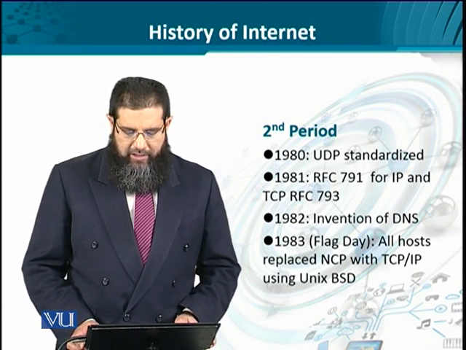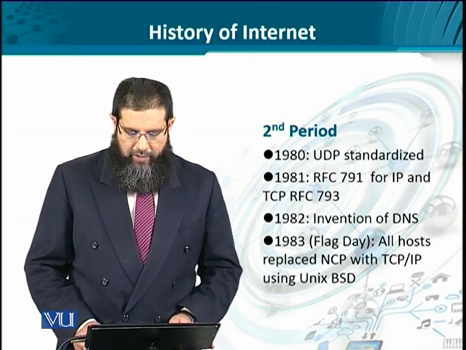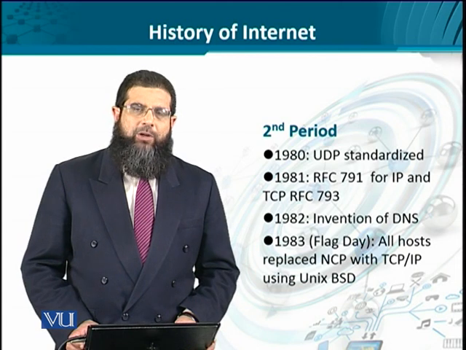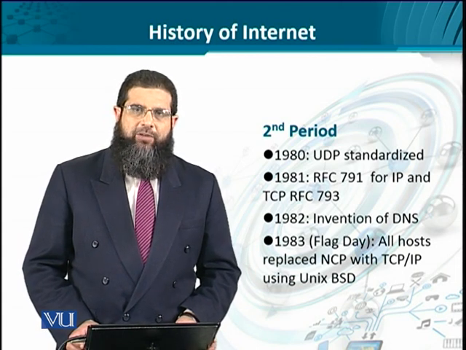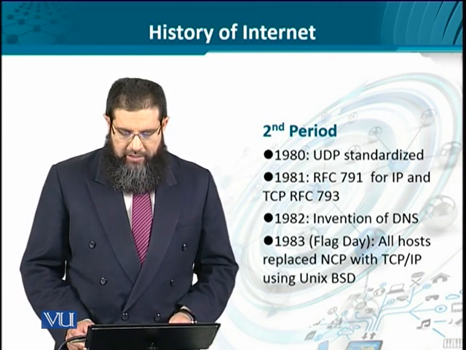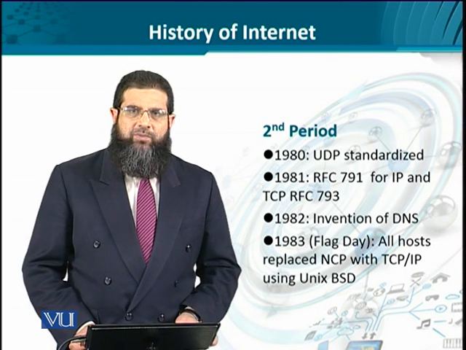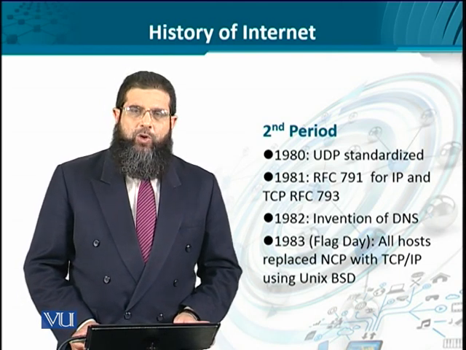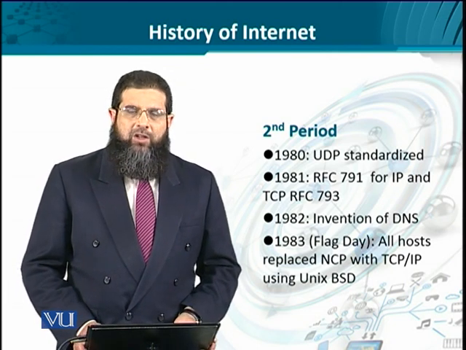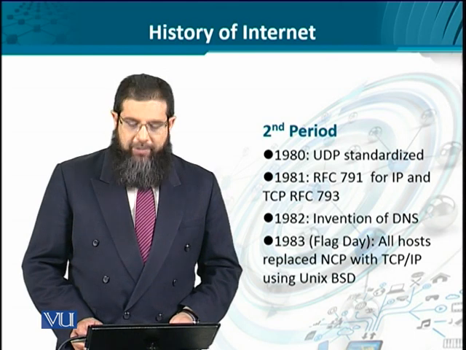In 1981, the RFCs for IP and TCP were approved at the IETF. In 1982, the domain name system that translates the human understandable domain names into computer understandable IP addresses and vice versa was approved. In 1983, there were around a few hundred nodes in US. All these hosts were using a protocol called Network Control Protocol. This NCP was replaced by Berkeley Software Distribution Unix, and they replaced it with TCP/IP.